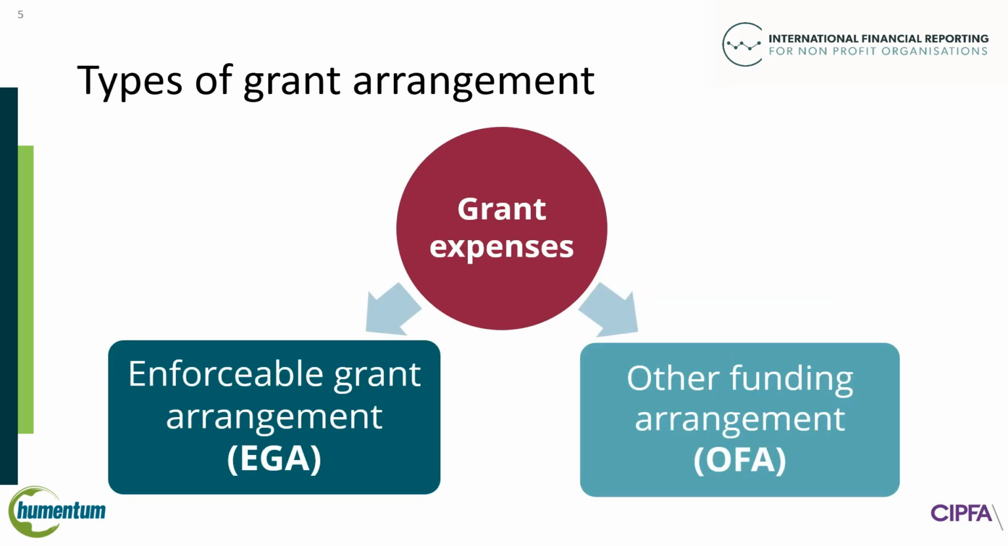For accounting purposes, grant arrangements are classified as either an enforceable grant arrangement, an EGA, or an other funding arrangement, an OFA. Please refer to the Common Model video, referenced earlier, for definitions and explanations of these terms.